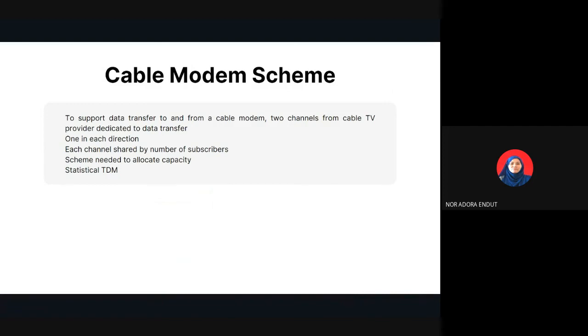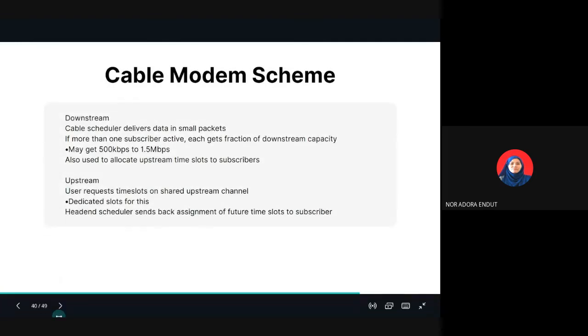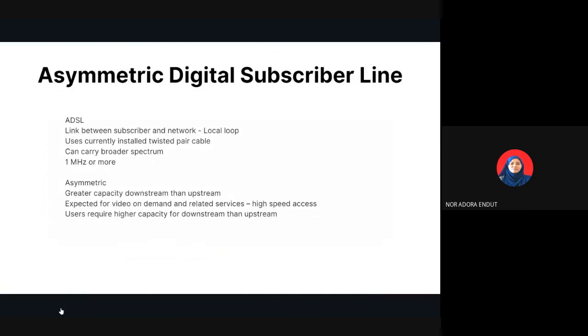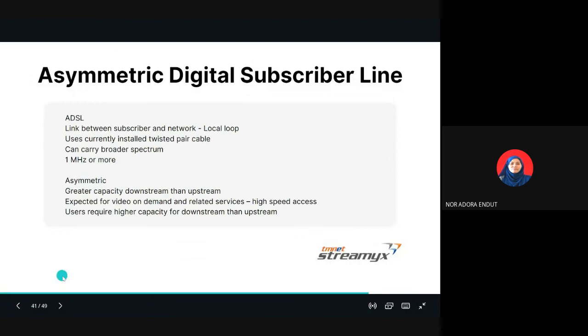Okay, so dia hantarkan menggunakan coax cable. So 2 channels from the cable TV provider, macam Astro lah ni, TV provider ni. And they have 2 channels for dedicated data transfer. So one in each direction ni, one is from the client, one is from the provider. And each channel is shared by a number of subscribers. So they use statistical TDM to multiplex the TV signals. Okay, so I'm not explain lebih lah. Yang ni mungkin quite relevant to Malaysia.